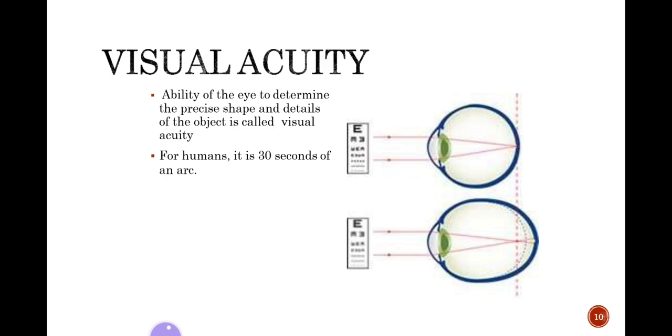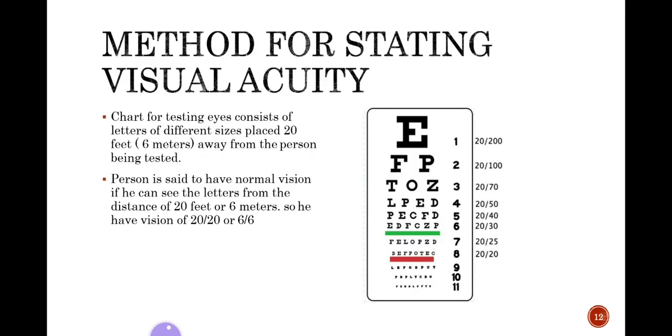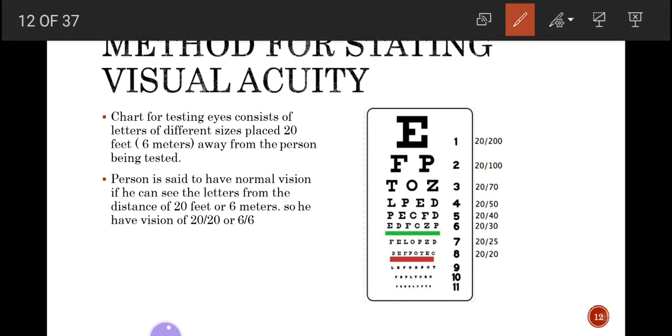Next, visual acuity. What is visual acuity? This is the ability of an eye to determine the precise shape and details of an object. For humans, it is 30 seconds of an arc. The Snellen chart is used to measure visual acuity. This diagram shows the Snellen chart. It consists of different letters, as shown in the diagram, of different sizes, placed 20 feet or 6 meters away from the person being tested.